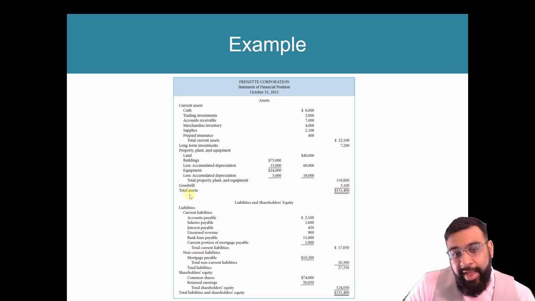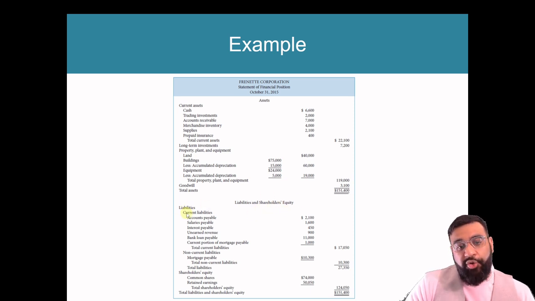Then to calculate total assets, we're going to add up the 22,100 plus the 7,200 plus the 119,000 plus the 3,100 to arrive at 151,400. Then we're going to shift our attention over to liabilities and shareholders' equity. Because remember, the balance sheet or the statement of financial position has the main accounting equation. Assets equals liabilities plus shareholders' equity.